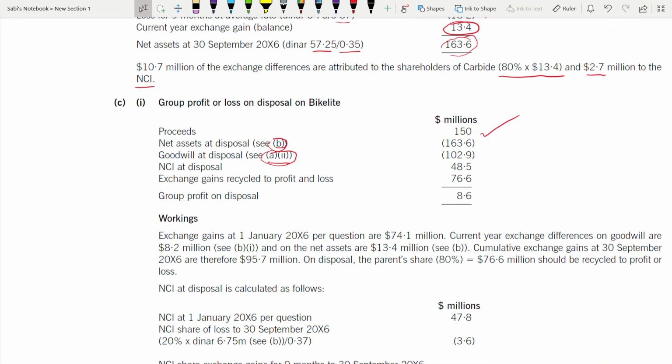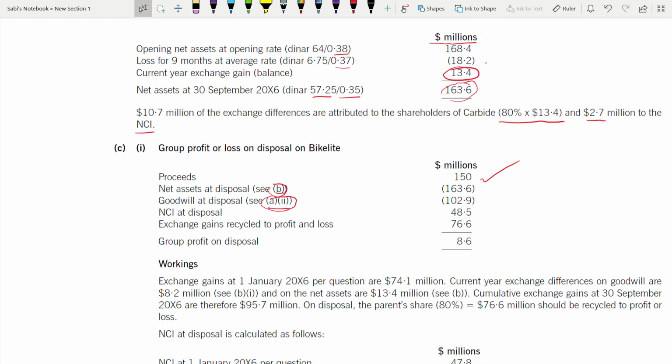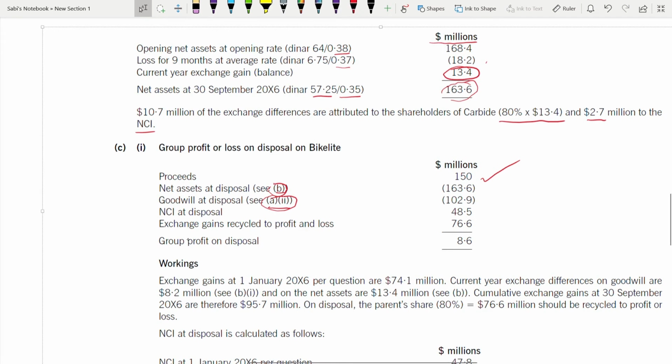Exchange gains recycled to P&L. Remember, this term you have to understand. NCI disposal will come to that shortly. Exchange gain recycled to P&L. When you are disposing, whatever exchange gains previously you have from the subsidiary, once you're disposing the subsidiary off, that exchange gain which is there in other comprehensive income, we know that exchange gains will be in other comprehensive income, will now be recycled, will be posted where? Profit and loss. But the condition is that you have to dispose it. When the subsidiary is disposed, at that time only the exchange gain will be recycled to profit and loss, which is 76.6.